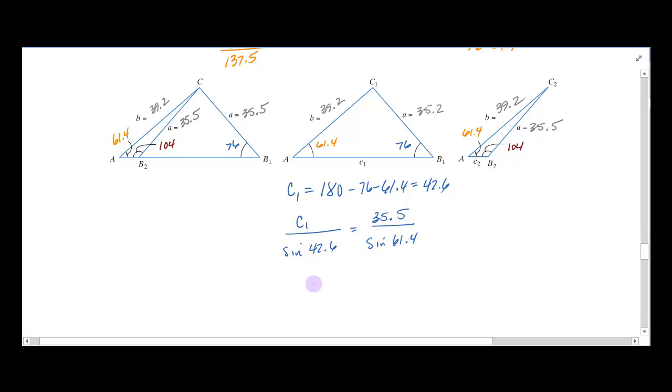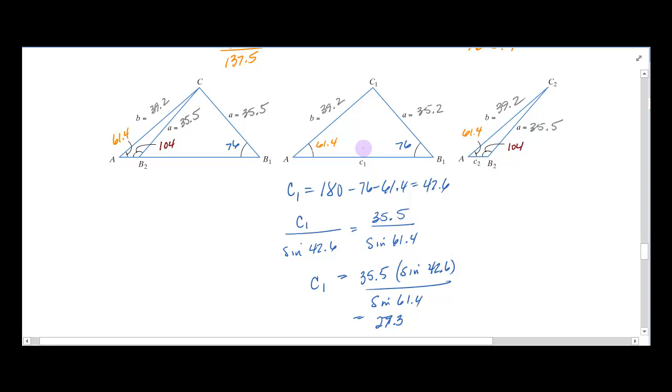So we're solving for C1. When we cross multiply here, 35.5 times the sine of 42.6 divided by the sine of 61.4, we find out that side C1 would be equal to, let's say, about 27.3. Okay, so that's how we used angle C1 and side C1 to find out the rest of our triangle.